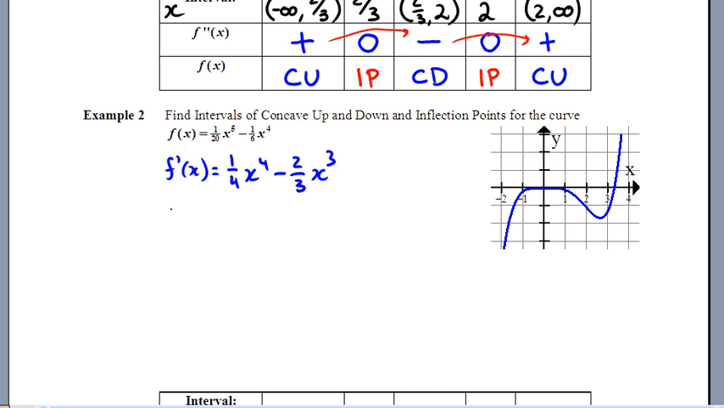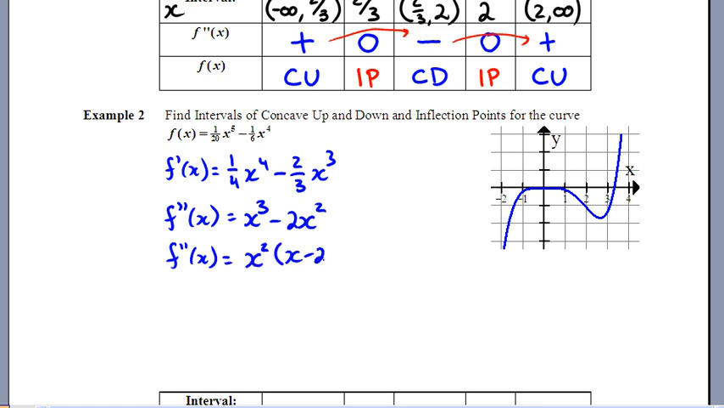but I want to go a step further. I want to talk about concavity, so I have to do another derivative. And I end up with x cubed minus 2x squared. And I can factor that, right? That second derivative can be written as x squared multiplied by x minus 2.